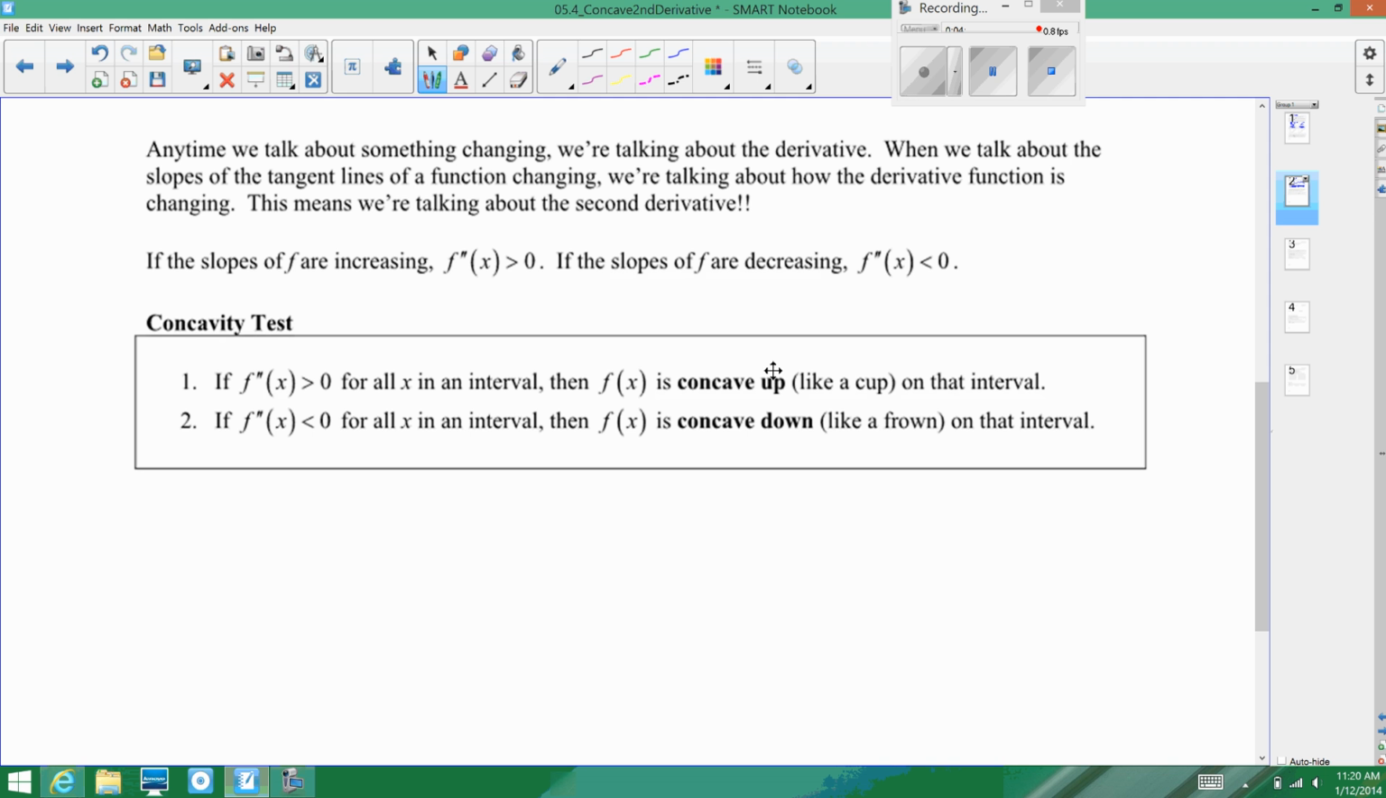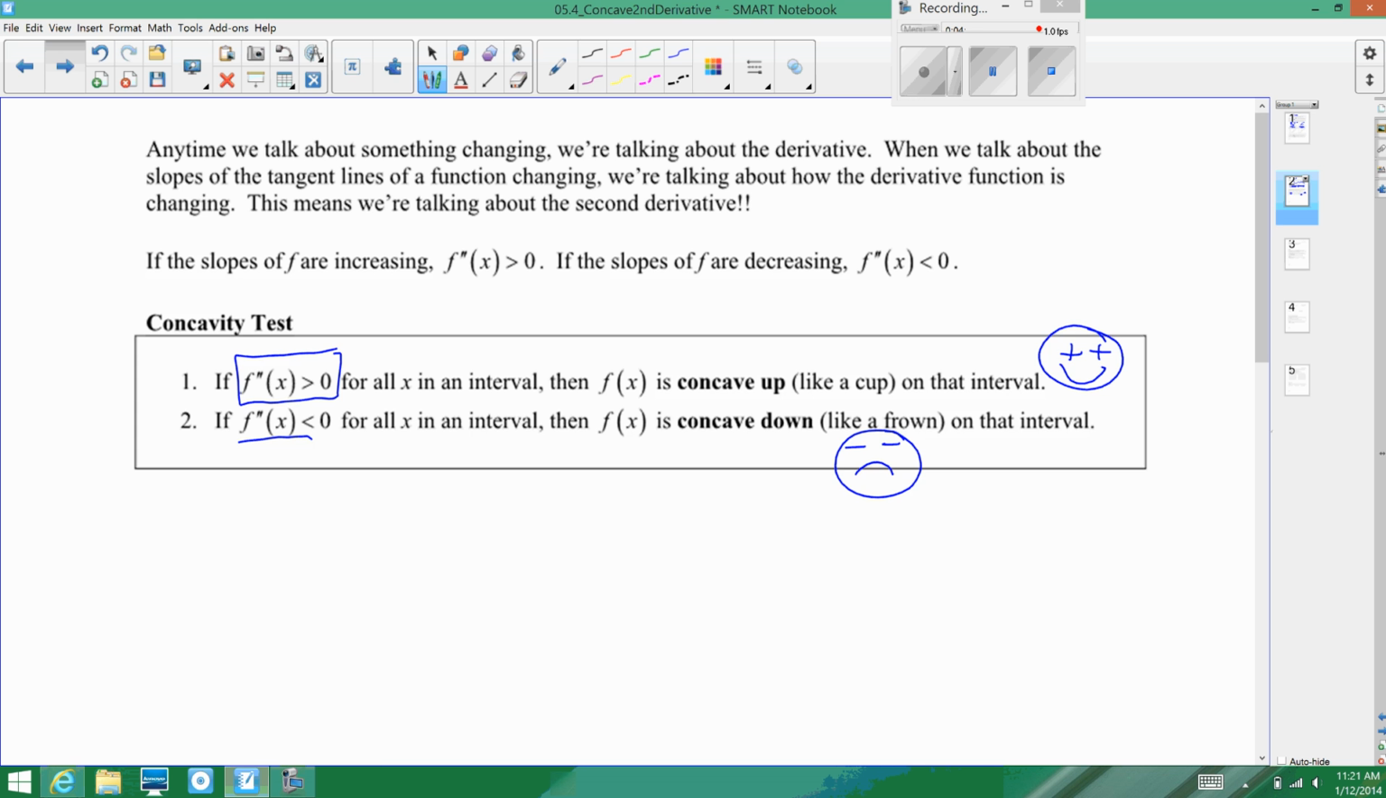Here's my little picture to go along with it. Maybe you'll remember it. If the second derivative is positive, then it is concave up, like a cup. It looks like this. If the second derivative is negative, then it's concave down, like a frown. Hopefully that will stick with you and you'll remember it forever.